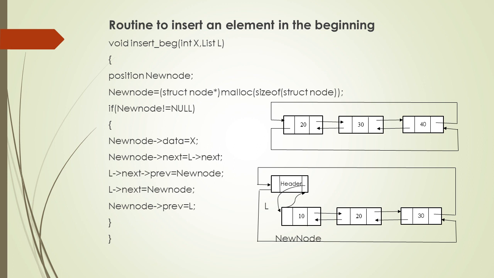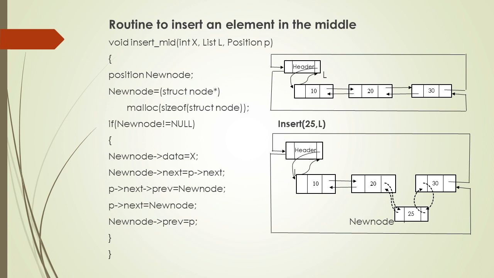Routine to insert an element in the beginning. We are inserting a new node at the beginning. Void insert beginning (int x, list L). Position new node. New node is equal to struct node pointer malloc size of struct node. If new node is not equal to null, new node data is equal to x, new node next is equal to L next. L next previous is equal to new node. L next is equal to new node. New node previous is equal to L.